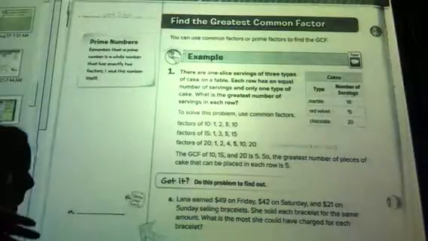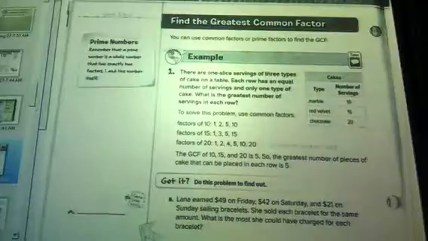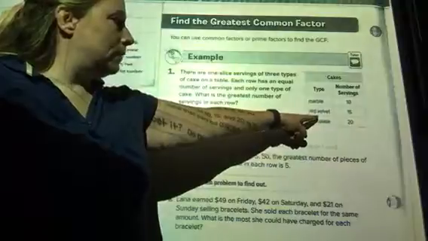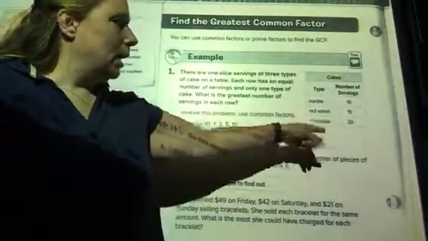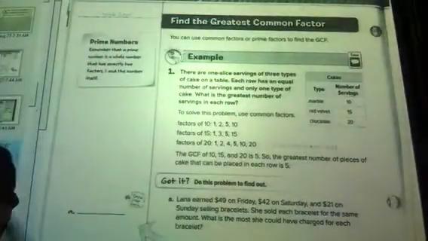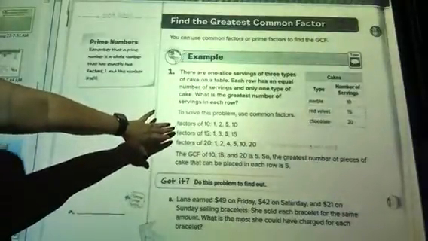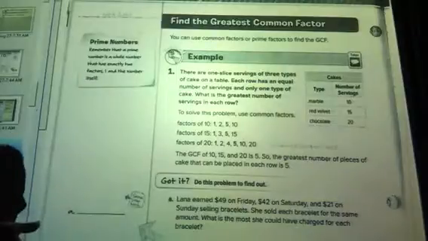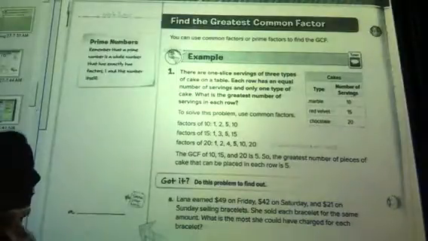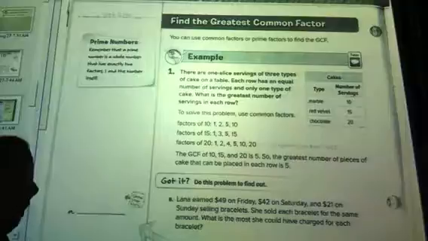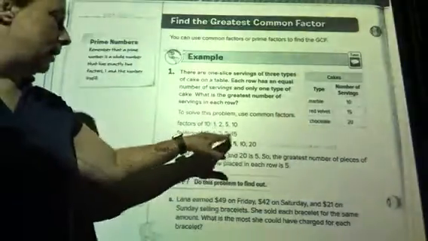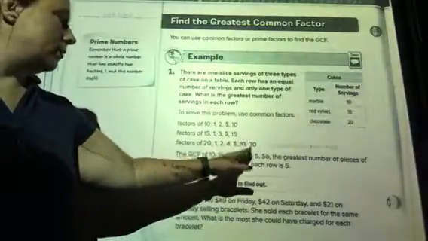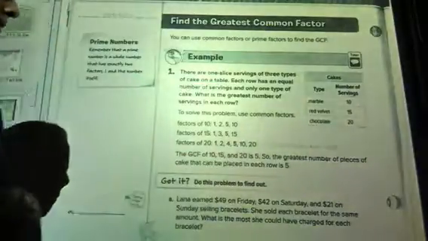So if we want to keep that equal across, it looks like we've got 10 servings of marble, 15 servings of red velvet, and 20 servings of chocolate. So we're going to go over here and list those factors. The factors of 10 are 1 times 10 and 2 times 5. The factors of 15 are 1 times 15 and 3 times 5. Notice how they separate them out. Factors of 20: 1 times 20, 2 times 10, 4 times 5.